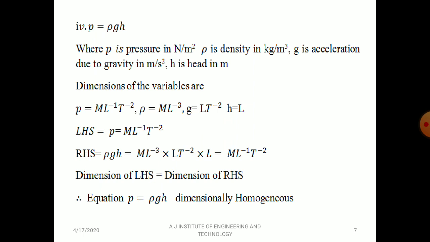So let's start with LHS. LHS is pressure: P equals M into L to the power minus 1 T to the power minus 2. Next, RHS, rho G H. Rho is density, G is acceleration due to gravity, H is the head. For rho it is M into L to the power minus 3, G is L into T to the power minus 2, and H is L. Upon combining that, we get M into L to the power minus 1 into T to the power minus 2. So we can see here LHS equals RHS dimension. So the dimension of LHS equals the dimension of RHS. Therefore, the equation P equals rho G H is dimensionally homogeneous. So that is the fourth case.